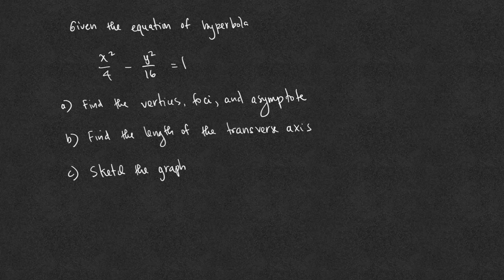Given the equation of the hyperbola x squared over 4 minus y squared over 16 equals 1, find the vertices, foci, and the asymptotes of the hyperbola. Find the length of the transverse axis, and then sketch the graph.